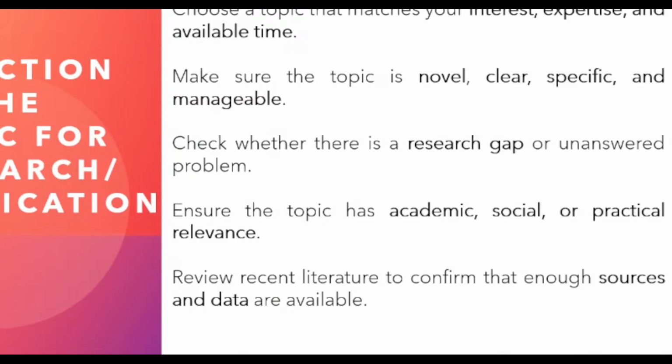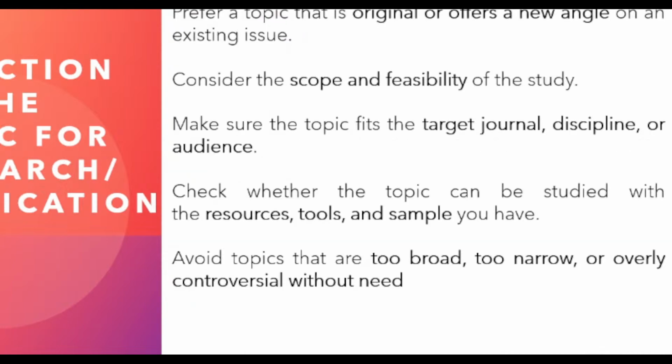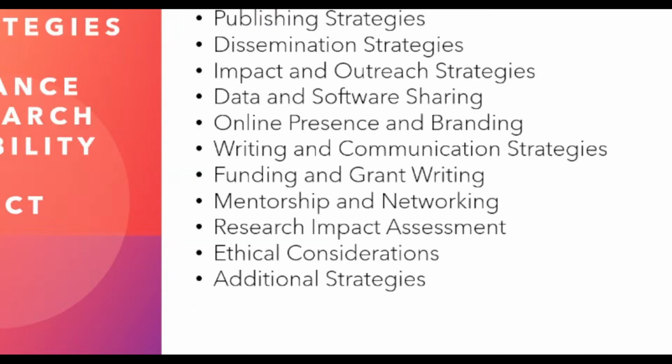Now, what are the strategies? We have to go really quickly. Go next. See, these are the strategies which will be going fast because one is the publishing strategies, then the dissemination strategies, impact and outreach strategies, data and software sharing, online presence and branding, writing and communication strategies, funding and grant writing, mentorship and networking, research impact assessment, ethical considerations, and there are several additional strategies which in total go to more than 50. So we'll start with one by one quickly.